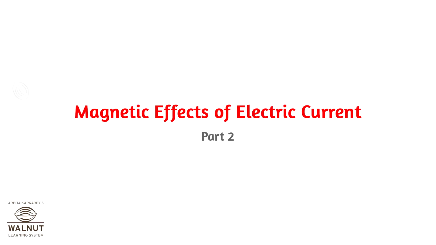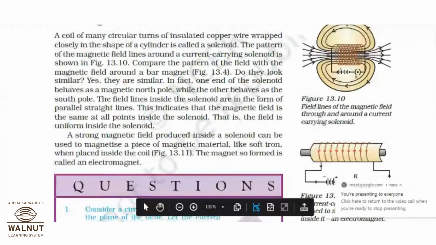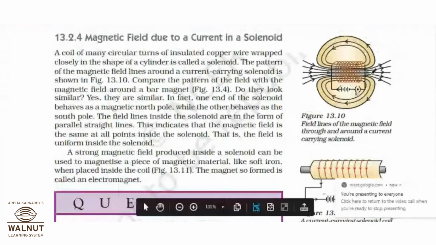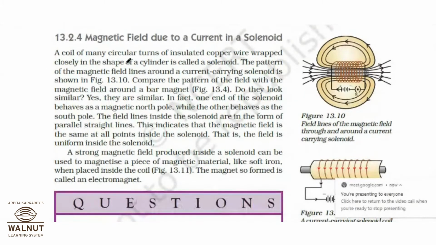Good morning, everyone. We will move to the next part of our chapter, which is solenoid. Some of the part we have covered in the PPT. A solenoid is basically a coil of many circular turns of insulated copper wire wrapped closely in the shape of a cylinder, you can see.